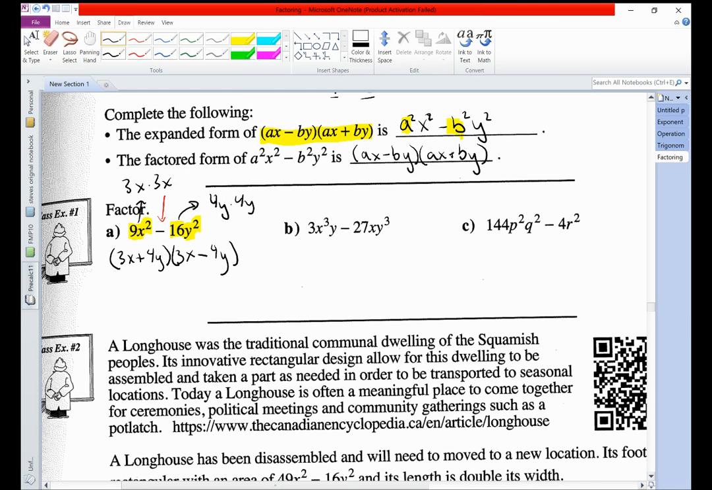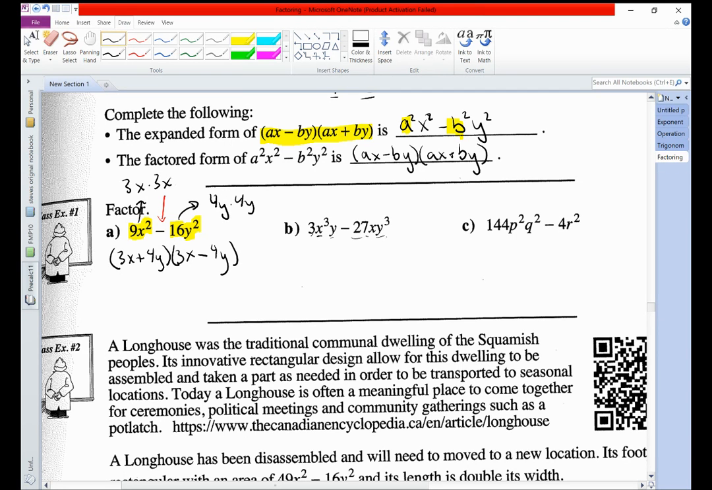And that's it. The next one, we have 3x to the power of 3 multiplied by y minus 27xy to the power of 3. So we can see here that we don't have perfect squares. 3 is not a perfect square. X to the power of 3 is not a perfect square. Y is neither. 27x, and so none of these terms are a perfect square.